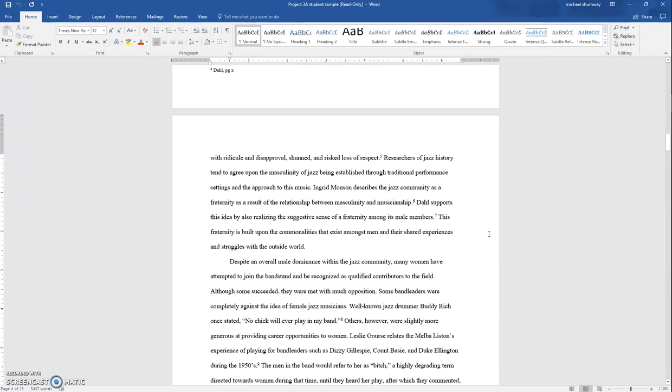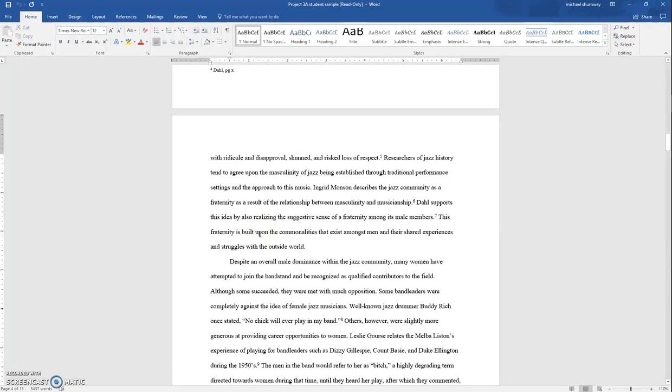Dahl supports the idea that Monson brings up, right? So we understand, like, okay, these authors are agreeing with each other around this topic. But then they go one step further. They extend it by showing you exactly how these authors relate. It's not enough just to say, oh, Dahl agrees, but how does Dahl agree? She supports this by realizing the suggestive sense of fraternity and that it's built on commonalities.